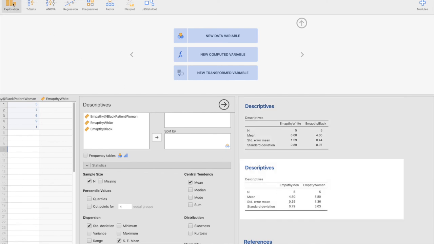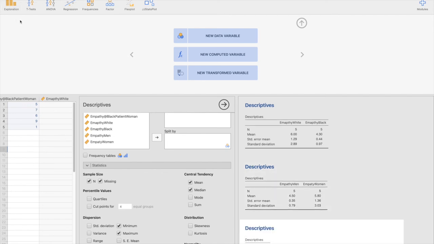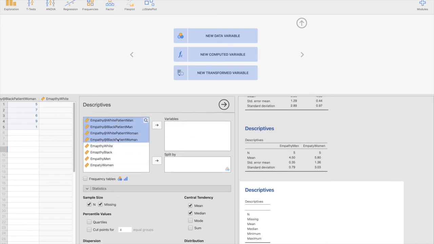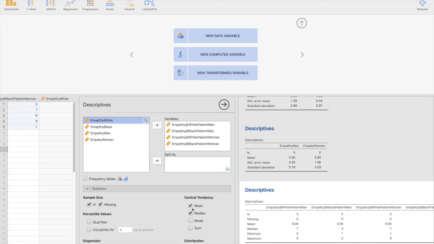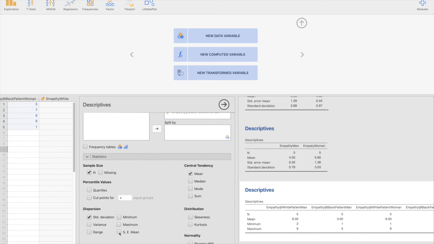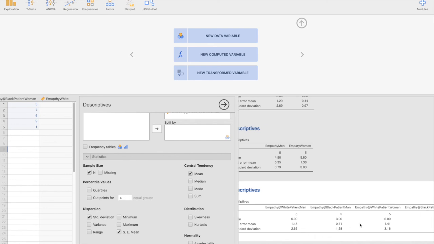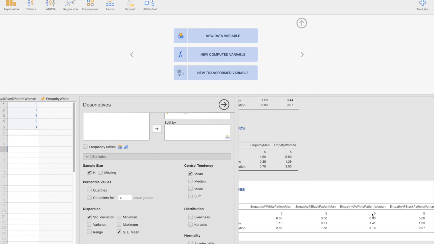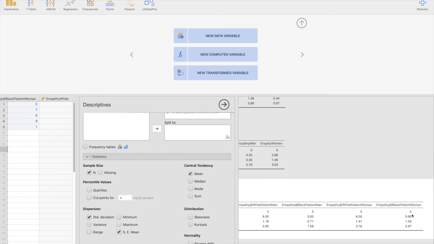Now, if I want to get my cell means to get the data for the interaction, that's actually quite easy. I'm going to click explore descriptives again, and I'm just going to click in all 4 of my original data columns and make sure I click the right options. I'm going to keep clicking sample size, mean, standard error of the mean, and standard deviation. But you can see now that I have 4 cell means: 1 for empathy at white male patients, 1 for empathy at black male patients, 1 for empathy at white female patients, and 1 for empathy at black female patients.